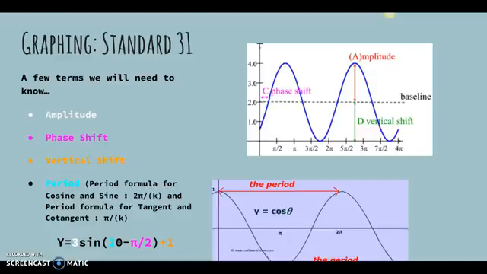And then we have vertical shift, which is what changes the baseline. It's outside the parentheses, so its sign is the same as it is. So plus 1, that means that baseline is now at 1, and technically it's 0. And then we have the period. And the period is one full graphing of the unit circle.